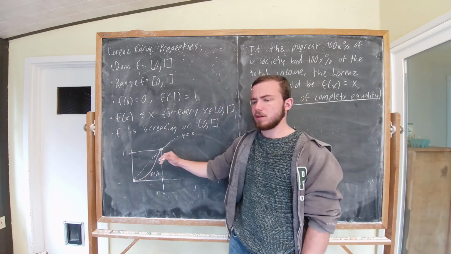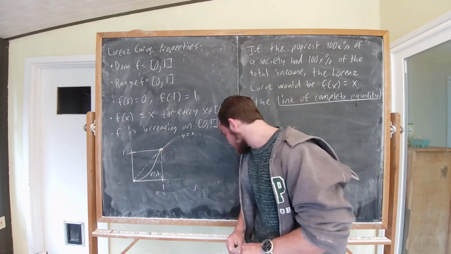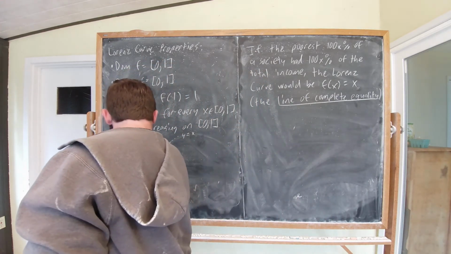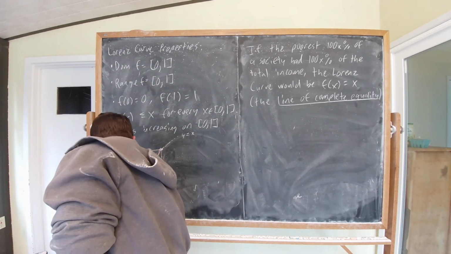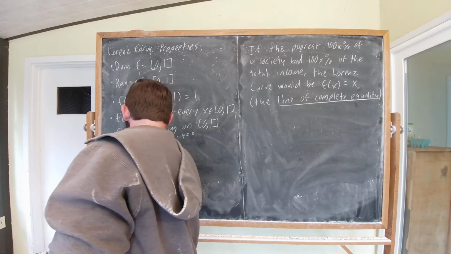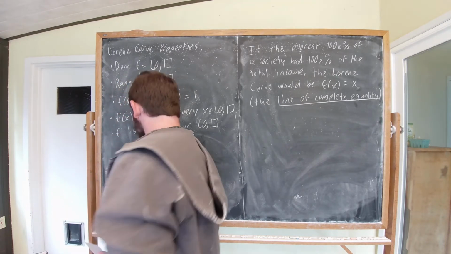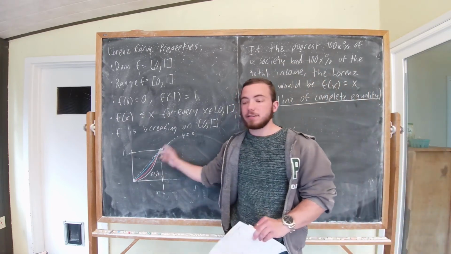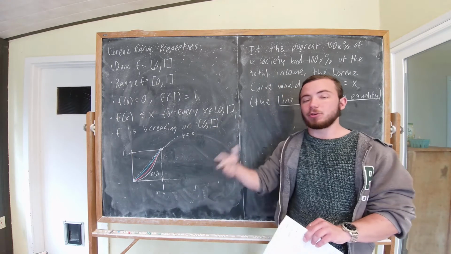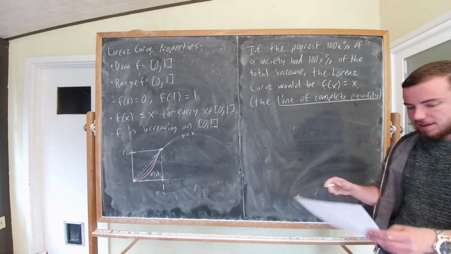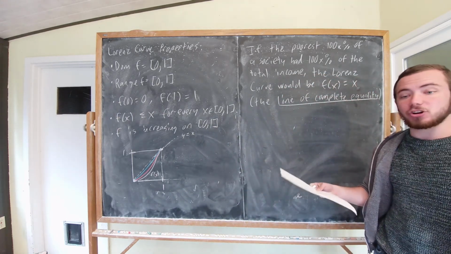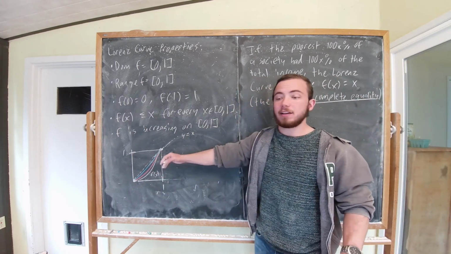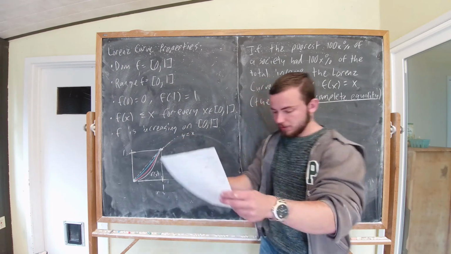Here's one right here. But the closer that Lorenz curve gets to that line, so maybe we have this Lorenz curve, and we have another one in between them, and maybe another one that's even closer to the line, right? The closer a Lorenz curve gets to this y equals x line, the more equitable, the more fair the society is. So we can actually measure how unfair a society is by measuring how far away their Lorenz curve is to this line.